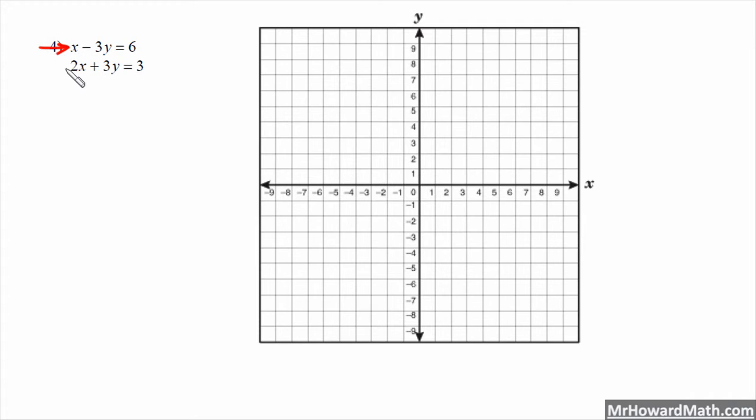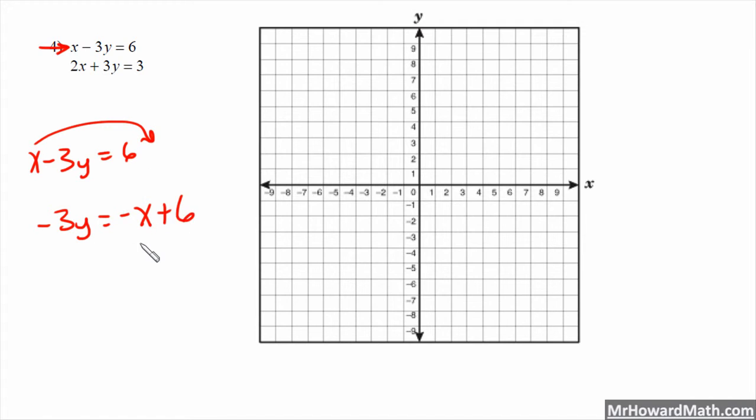Put an arrow here. So x minus 3y equals 6. Subtract the x by bringing it over here. So it would be -3y equals -x plus 6. Divide everything by this -3. And finally we have y equals -1 divided by -3 is positive 1/3 x, so slope is 1/3. 6 divided by -3 is -2. So there that one is in slope-intercept form.